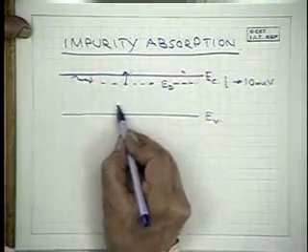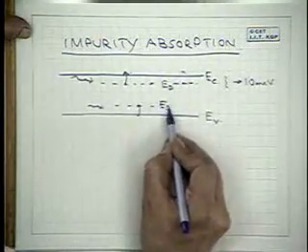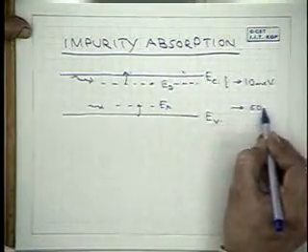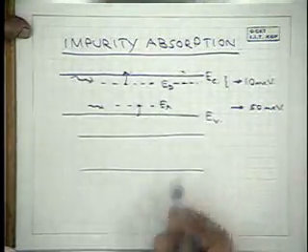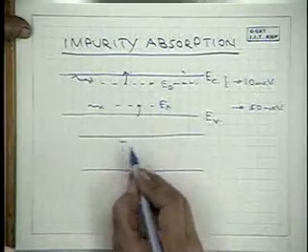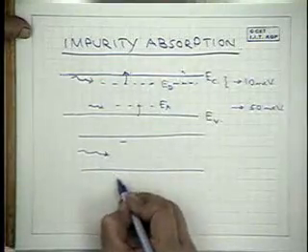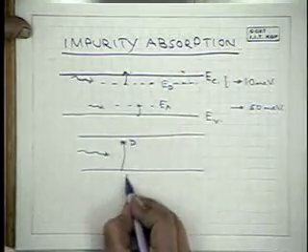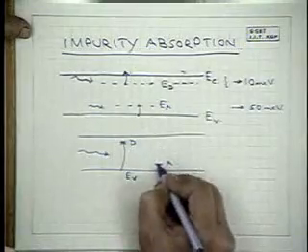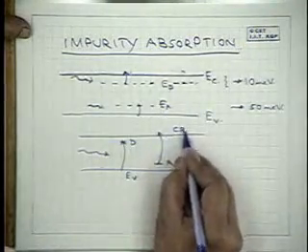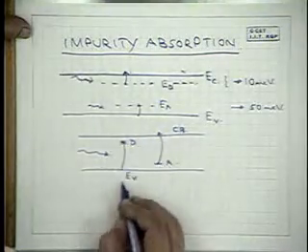Similarly, one can have excitation from the valence band to acceptors. The energy is here of the order of 50 meV. One can also have, at higher energies, excitations from the valence band to a donor level, or from acceptors to the conduction band.